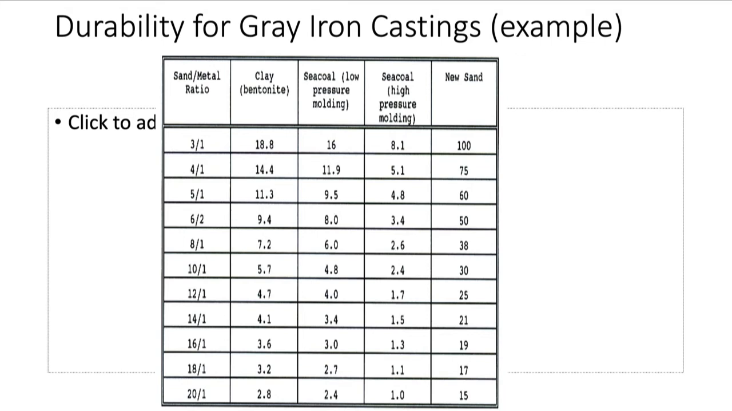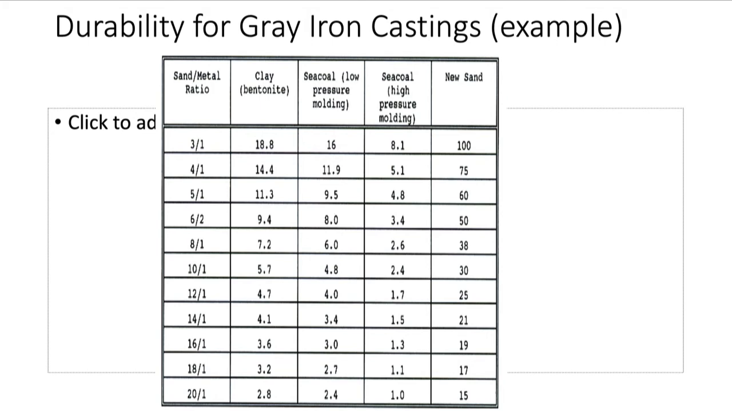So if we have a 3-to-1 sand to metal ratio, and this is an example, you might have to add 100 pounds of new sand into the system per mulling, or per ton, or whatever it is. I'm not sure what the units are here. But at a 20-to-1, you only have to add 15 pounds or percent, or whatever that is. Okay.